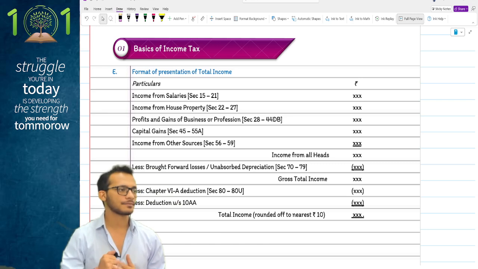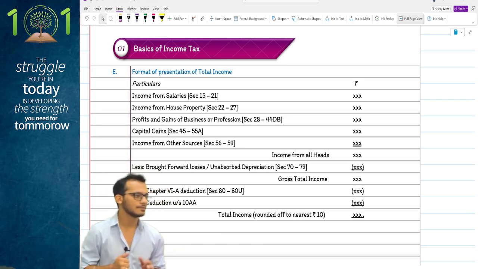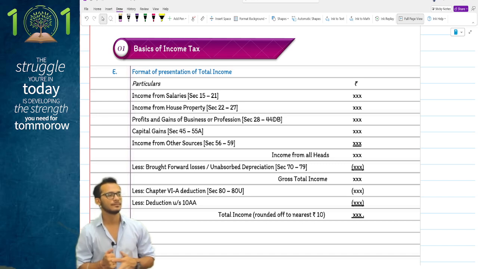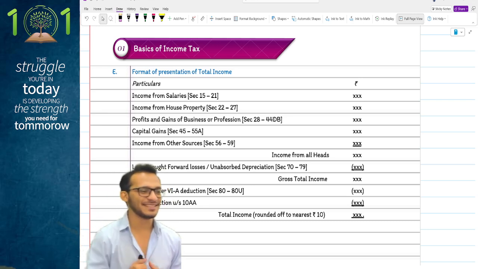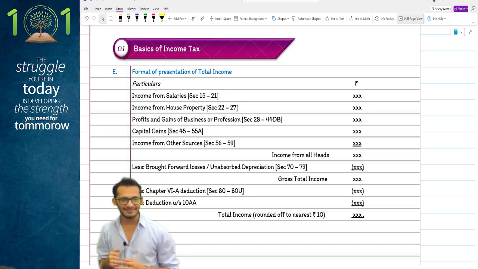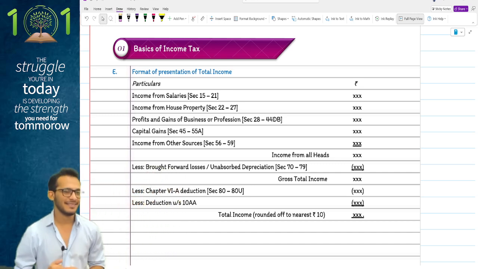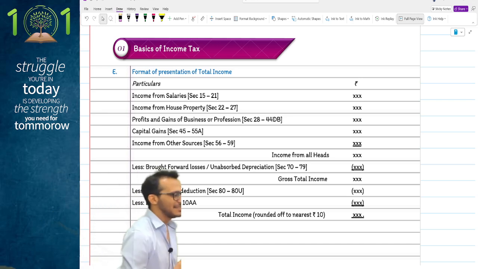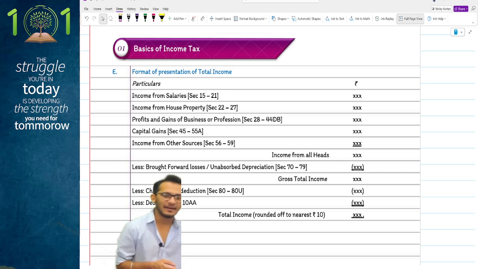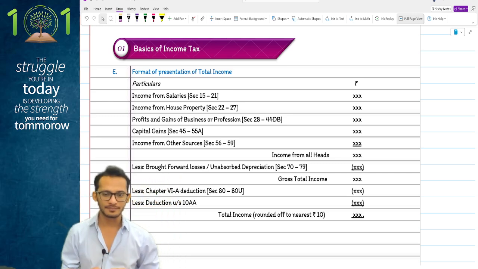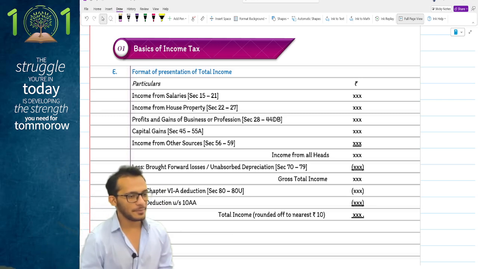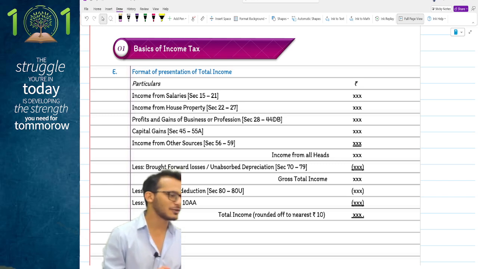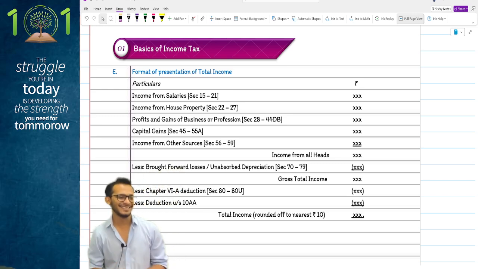Step number 7, people. Set off of losses and unabsorbed depreciation. You set off before GTI. Full stop. This is called as GTI.